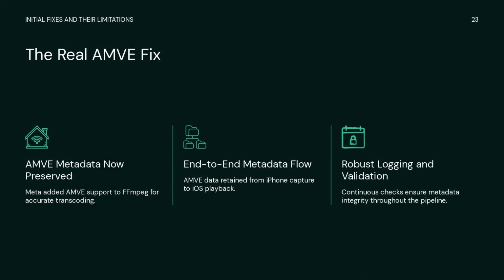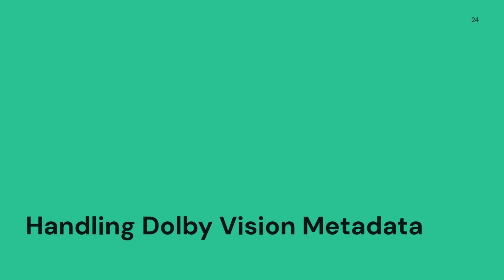The real solution was preserving metadata end-to-end. Meta added AMVE support to FFmpeg. Logging and validation ensured metadata survived the entire pipeline. AMVE was only part of the problem. Dolby Vision introduced a much larger challenge.